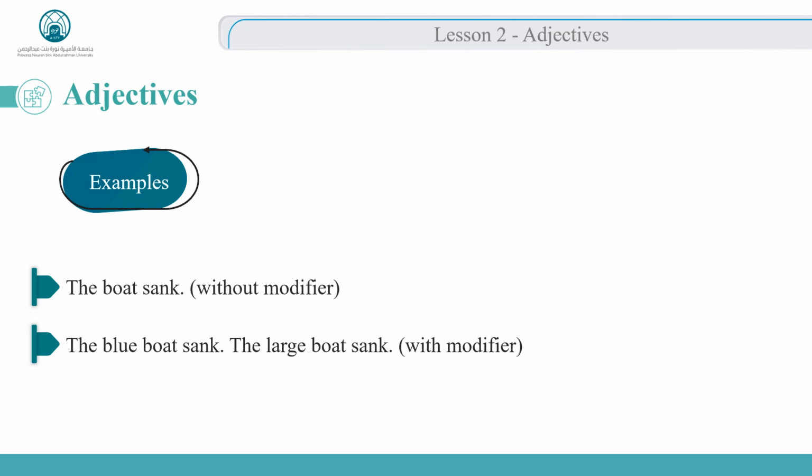But look at the next example. The blue boat sank. Here I give you more information about the boat. The large boat sank. Again, large here gives you information about the size of the boat. And if I say the large blue boat sank, here I give you information about both the color and the size of the boat. So adjectives mainly provide more information about the words they modify.